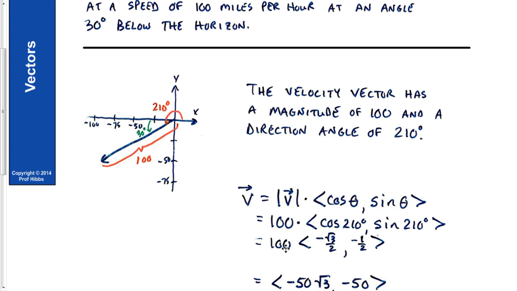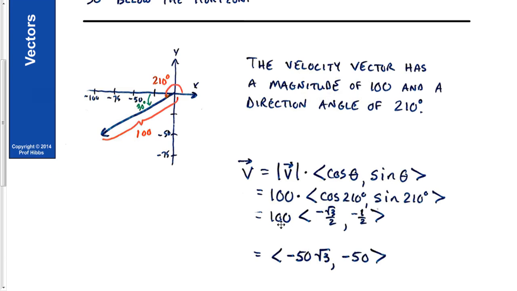Of course, my magnitude is 100. And now I've just got a scalar multiplication. So I multiply 100 by each of these components. And of course, when I multiply by 100 here, I'll have 100 over 2, which will reduce to 50. So I've got negative 50 root 3. And here, of course, 100 times negative 1/2 is simply negative 50.